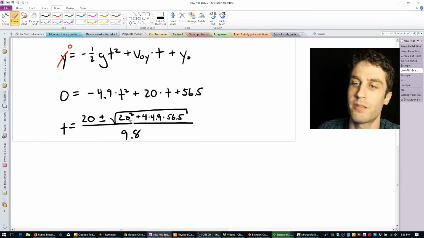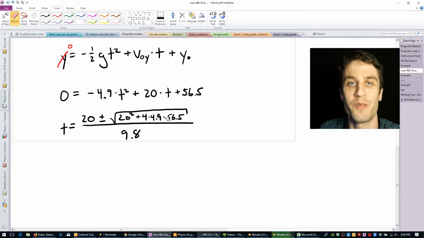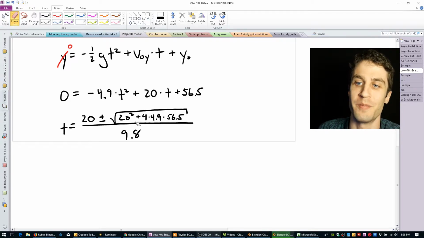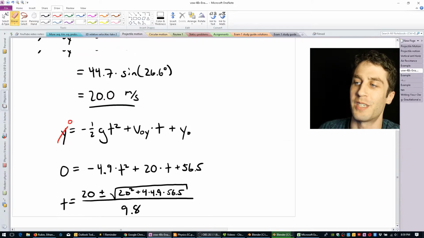In fact, what goes under the square root sign is 20 squared plus a little bit, so it's something a bit larger than 20 squared. And so when we take the square root of this, it's going to be something larger than 20. I'm not quite sure what it'll be, and I don't really care to calculate it, but the point is that it'll be something larger than 20. Here's the deal. You'll get two answers. One of them will be positive and one of them will be negative. And time for this problem, we'll want to be positive. We want to take the positive value of time.